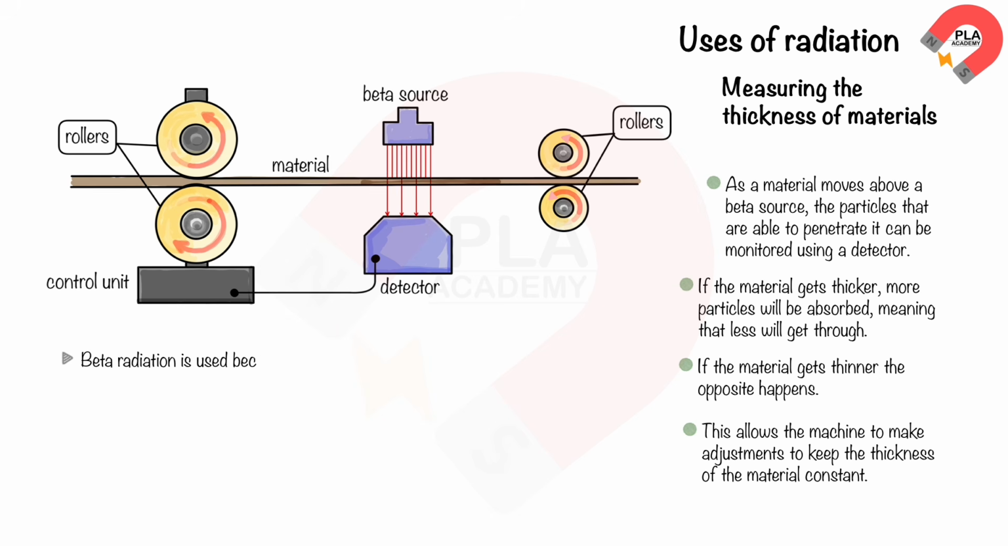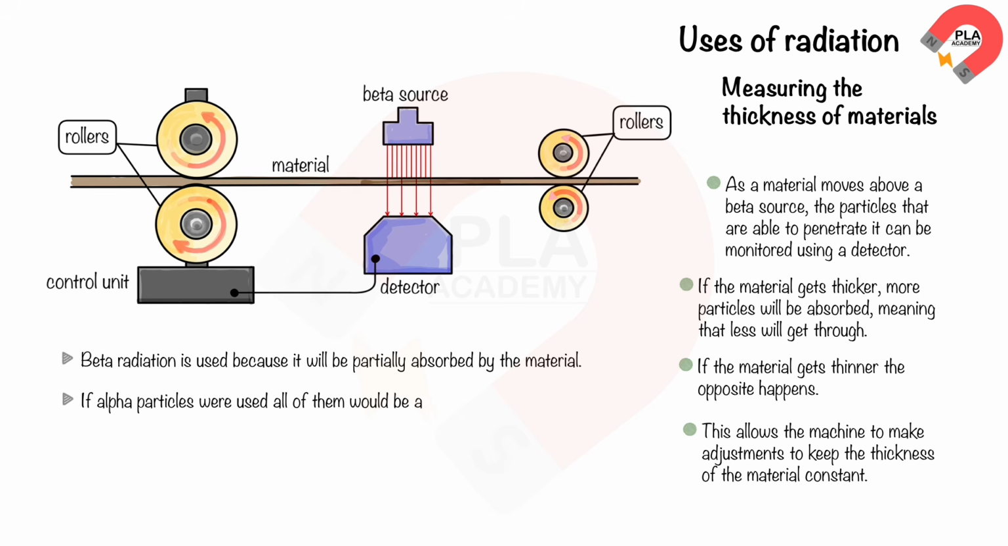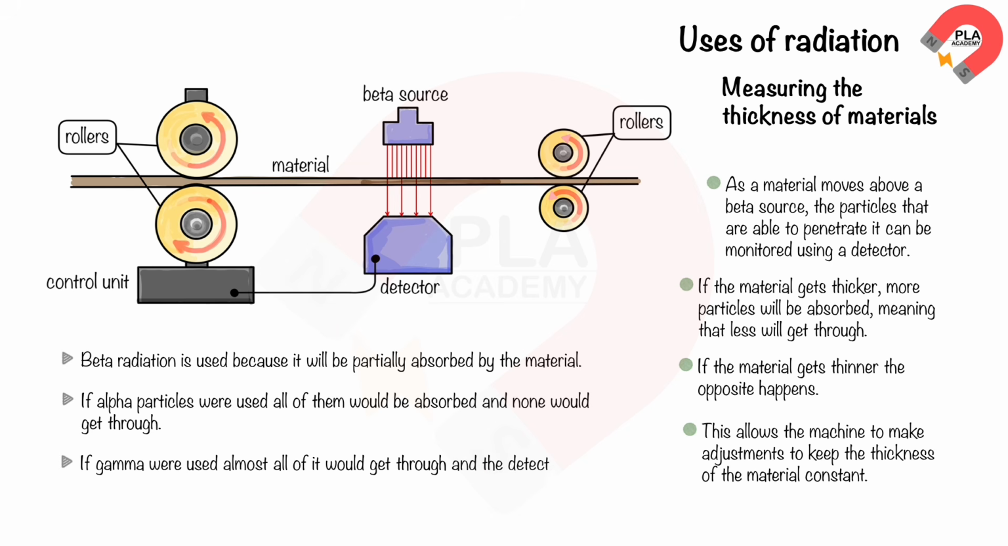Beta radiation is used because it will be partially absorbed by the material. If alpha particles were used, all of them would be absorbed and none would get through. If gamma were used, almost all of it would get through and the detector would not be able to sense any difference if the thickness were to change.